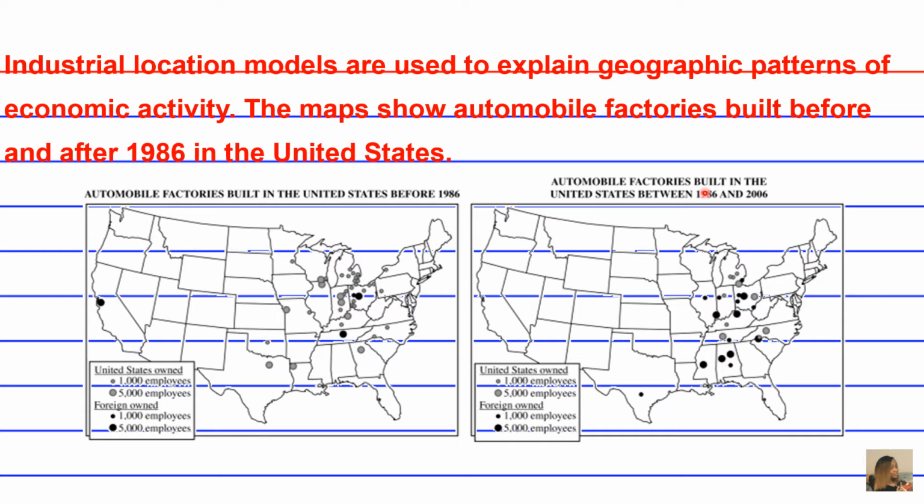Note the titles: automobile factories built in the United States before 1986, automobile factories built in the United States between 1986 and 2006. And note what the legend is telling you about each factory that's located on the map. 5,000 employees foreign owned. This is 5,000 employees United States owned. So they're domestic and internationally owned factories that are depicted here.